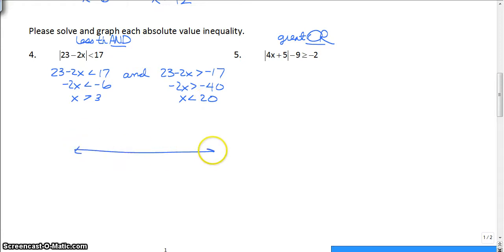And we just graph our inequality like we did the other day. We've got our 0, our 3, our 20. X is greater than 3. X is less than 20. And an AND statement is supposed to look like that. So there's our three-tiered method, just like from the other day. Take a minute to try number 5 on your own. It's an OR statement.